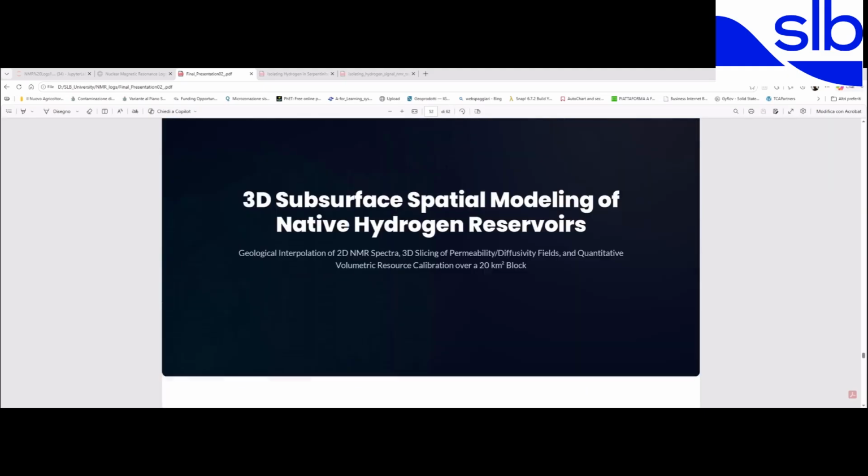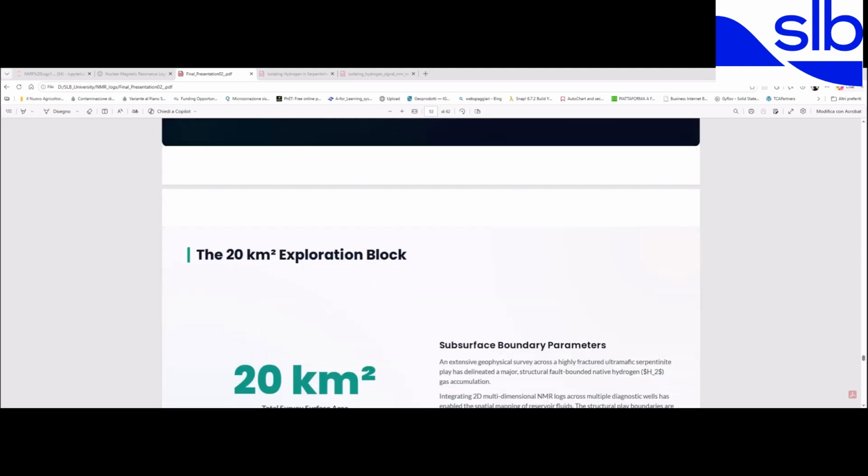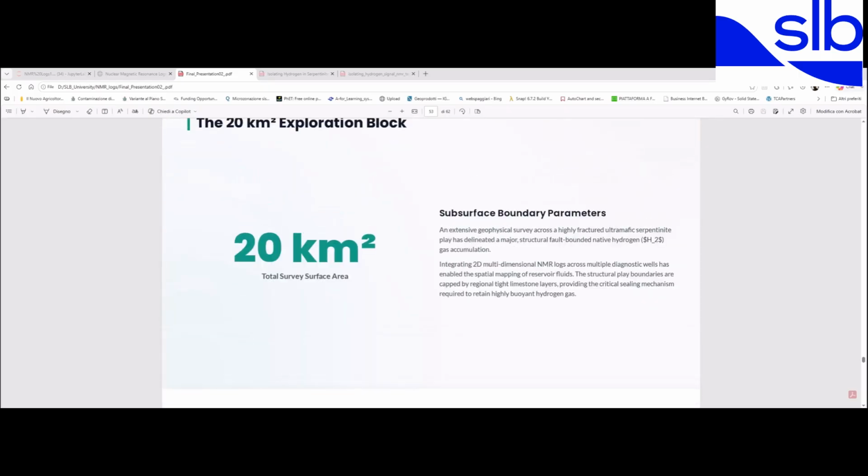Go to the real case: 3D subsurface spatial modeling and hydrogen reservoir. We have a 25 square kilometer exploration block. An extensive geophysical survey across a highly fractured ultramafic serpentinite play delineated major structure and fault boundaries in native hydrogen. Integrated 2D multi-dimensional NMR logs across diagnostic wells have enabled the spatial mapping of reservoir fluid.